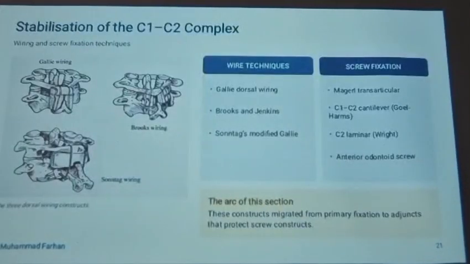Usually the wiring technique does not apply nowadays because it does not achieve as much stabilization as the screws. But these can be used in the reinforcement of stabilization.